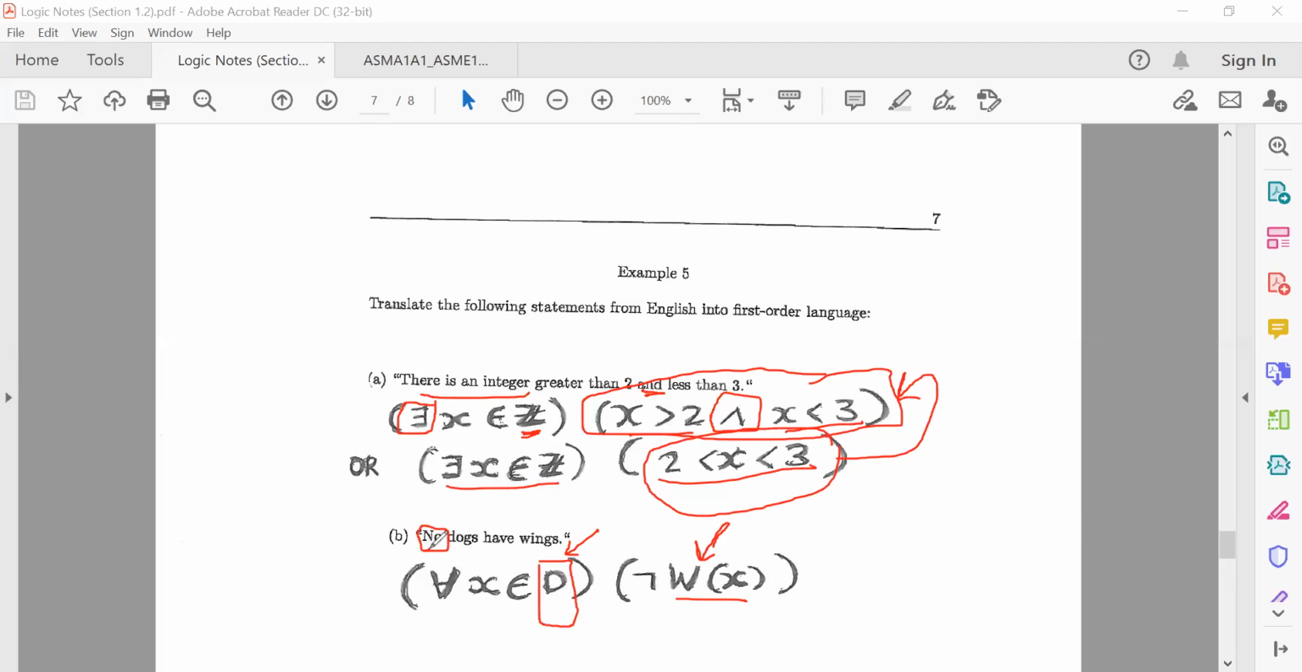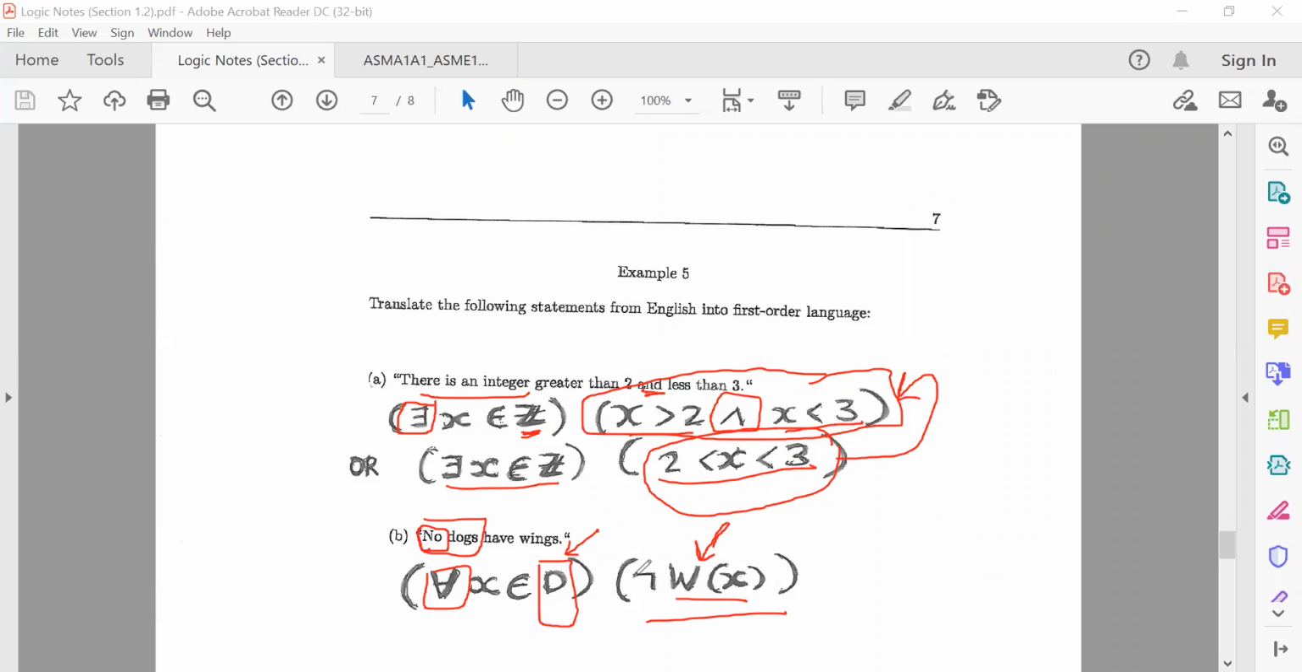Guys, I'll tell you it's much more difficult to write this in predicate logic than to say all dogs have wings. The reason is that when you say no dog, you're talking about all the dogs. So all dogs, they don't have wings, all right? So you have to start with the universal quantifier. You need to start by saying for all x element of D, meaning all dogs, and then the second part, I have my predicate W(x), where W(x) stands for the statement "x has wings."